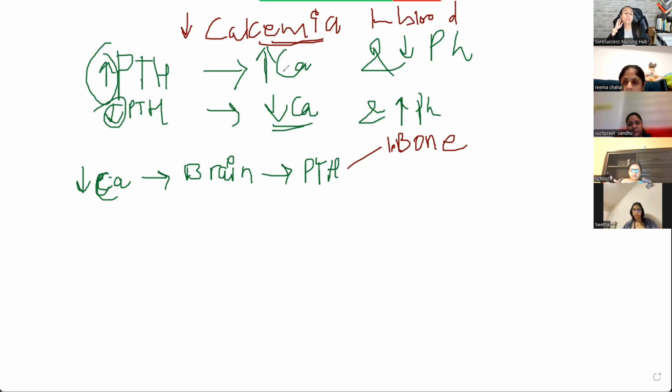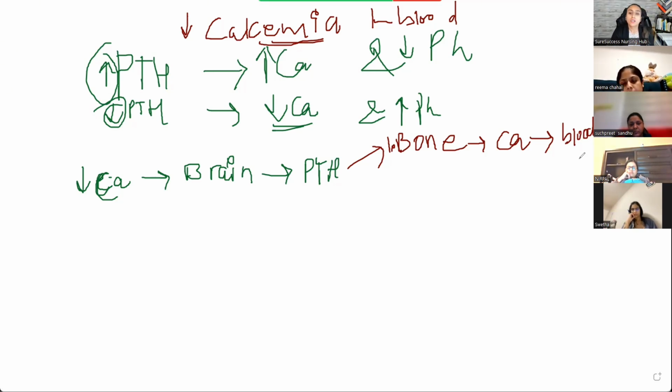And how will it increase the calcium in the blood? It will act on the bone. It will tell the bone to break the calcium from it and give it to the blood. So what will happen to the bone if all the calcium is released into the blood? Weak. Osteoporosis. Got it? All right.